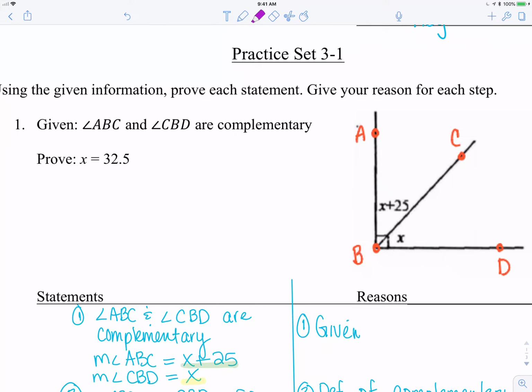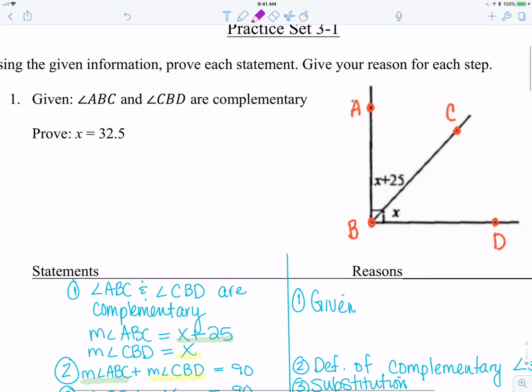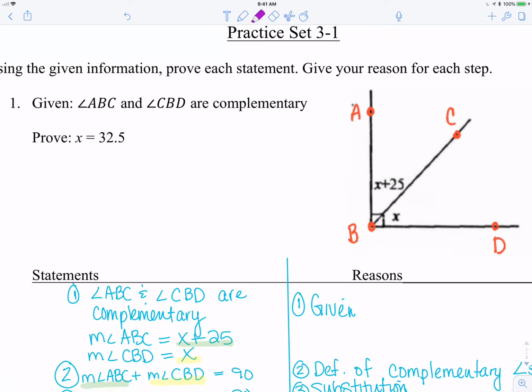Alright, once you write out the given information, which is always the first step, you make some conclusions from what's given. Well, if I know ABC and CBD are complementary, then I can say the measure of angle ABC added to the measure of angle CBD is equal to 90 by the definition of complementary angles.